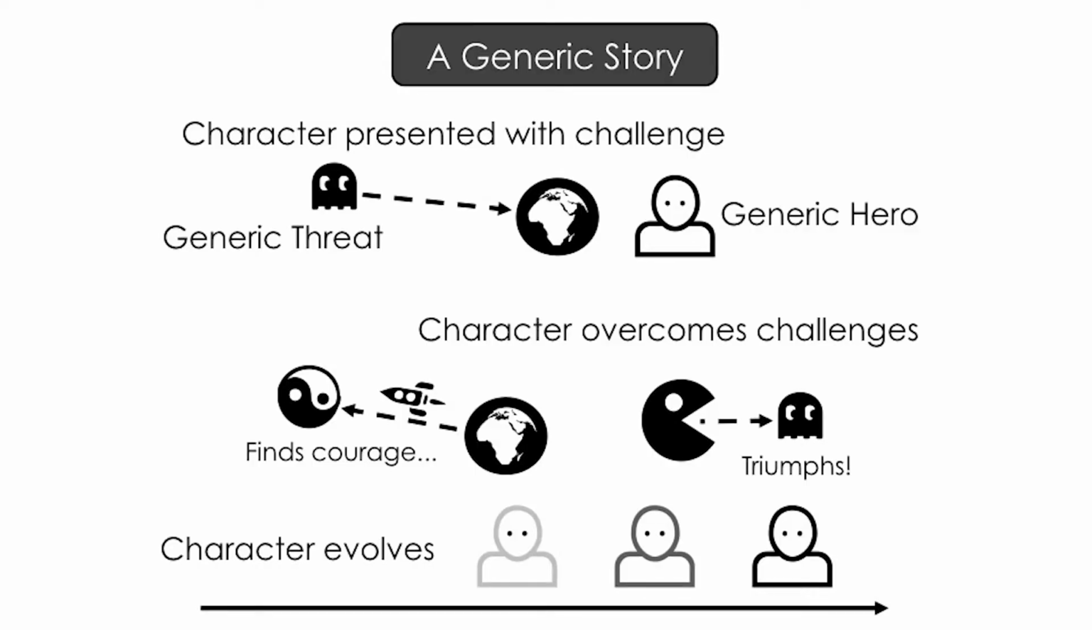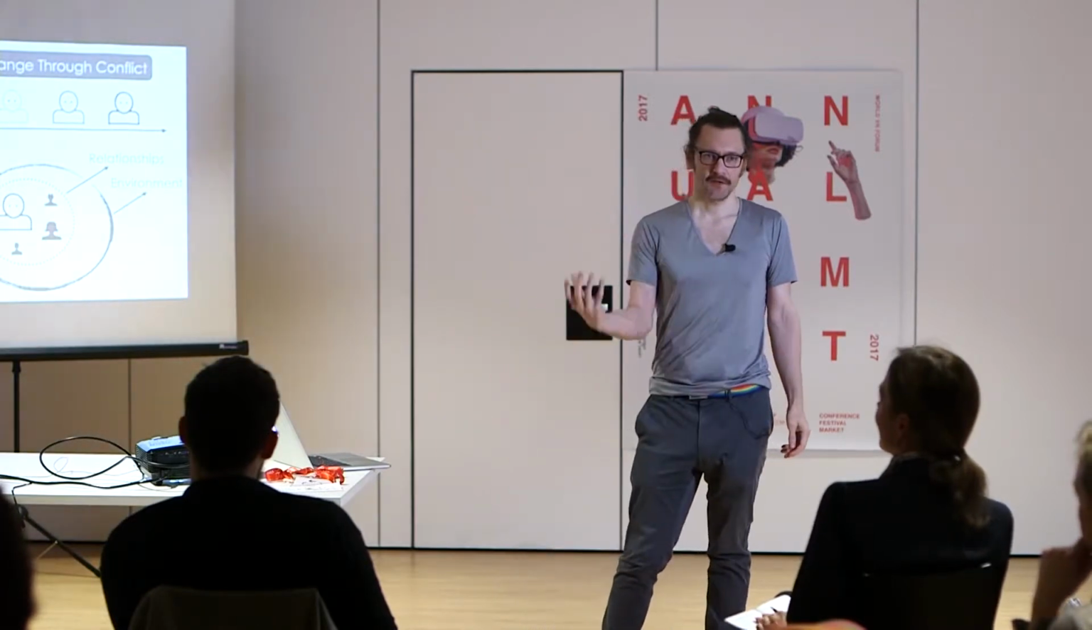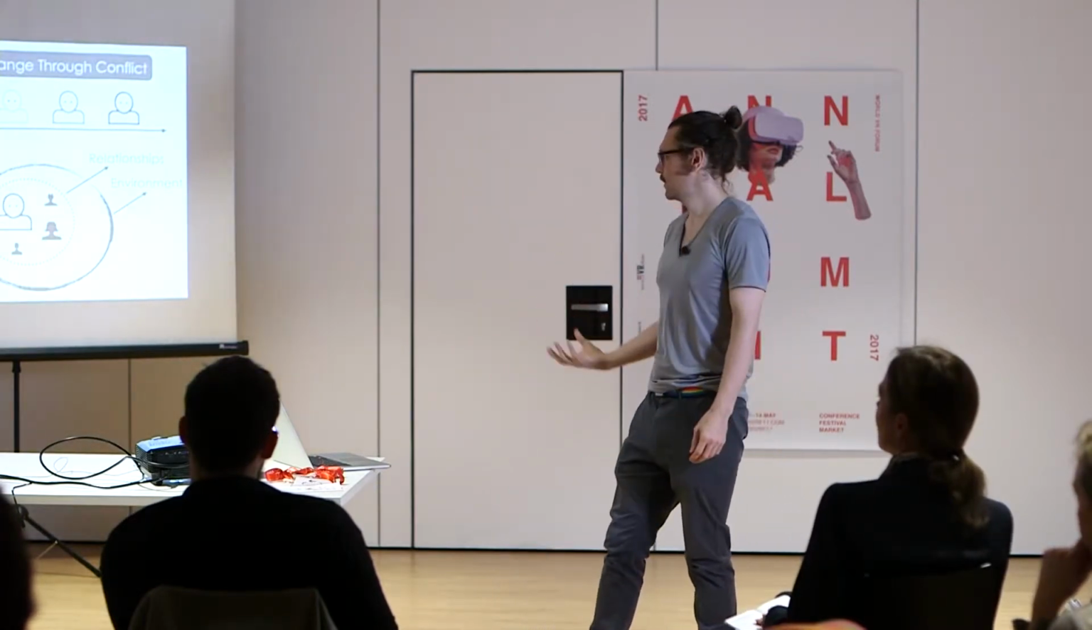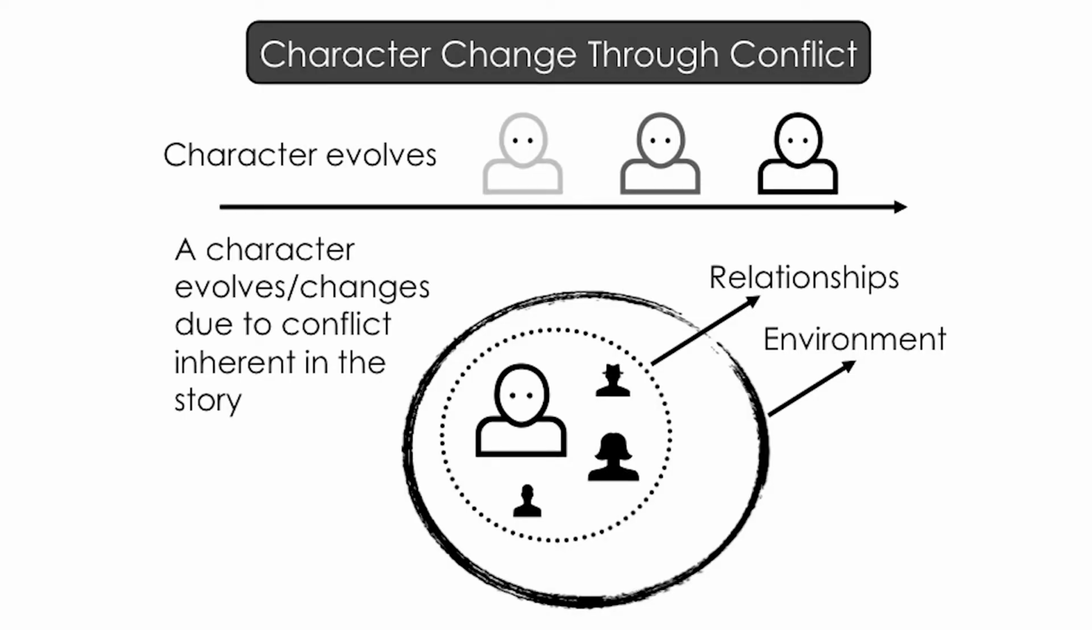Character has to overcome challenges. Doesn't matter if it's Pac-Man having to eat a lot of things, or a character having to transform in order to save the universe. But if a character is transforming through a conflict, there's a question of where the conflict arises from. It could be interaction between different characters.